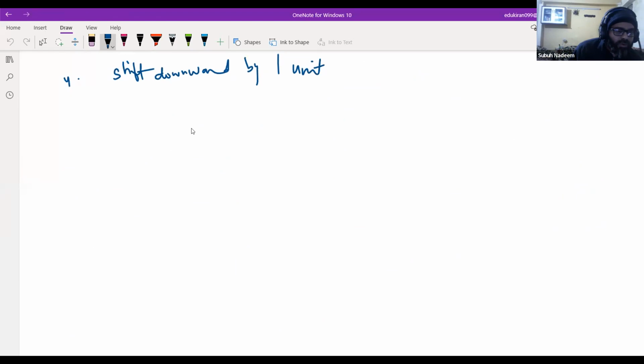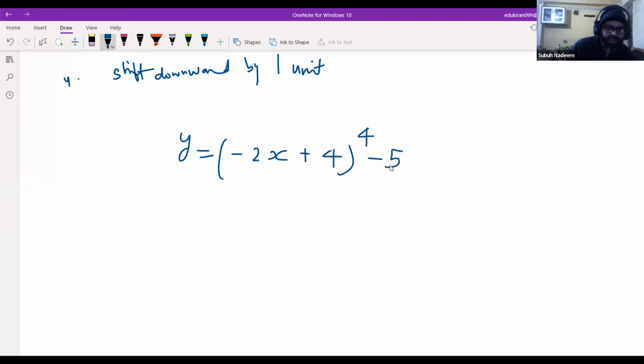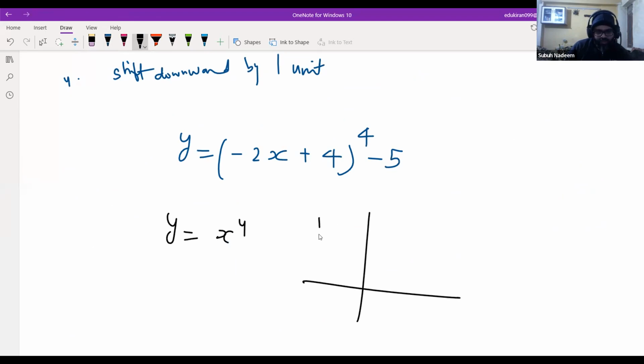So here y is equal to minus 2x plus 4 to the power 4 minus 5. I want you to do it first, and then we can discuss it. First I will tell you the original function which is being used: y is equal to x to the power 4. That graph is simply like this, just like the x square graph, a little steeper. From here, you have to find the graph of this one, showing step by step all the graphs which are coming in between.